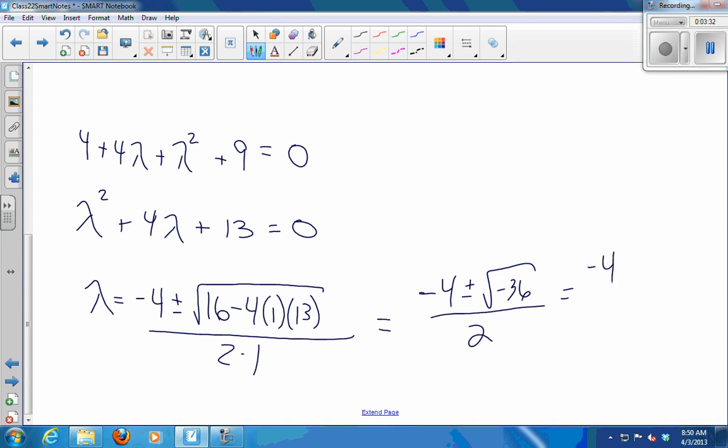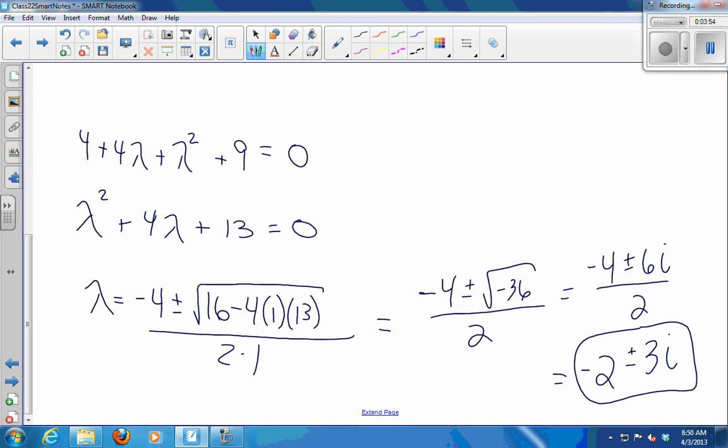So this becomes negative 4 plus or minus 6i over 2, which simplifies to negative 2 plus or minus 3i. So we have 2 eigenvalues. They happen to be complex: negative 2 plus or minus 3i. So we can't really classify the fixed point at the origin, because the only ways that we have to classify it right now are if they're 2 distinct real eigenvalues. So we can't use those same rules as before.